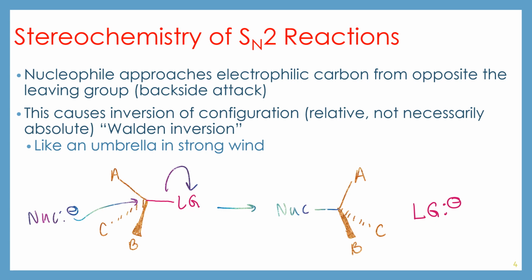You can picture this a lot like an umbrella in the strong wind. If you are holding an umbrella and you're in the rain, and you can picture the umbrella kind of like this, the nucleophile comes in, which is the wind in this example, and inverts your umbrella.